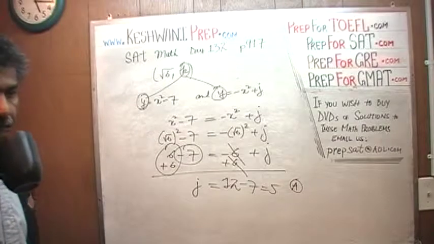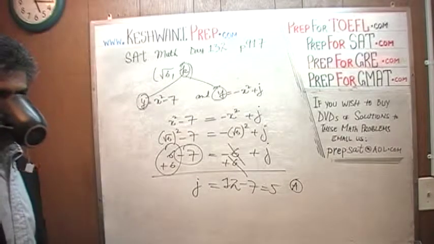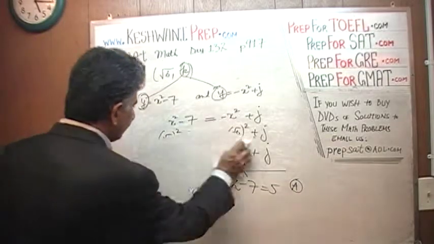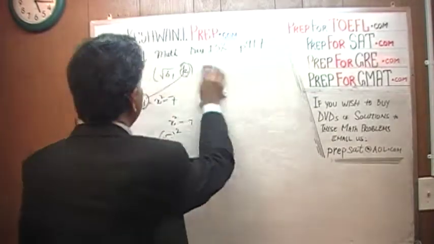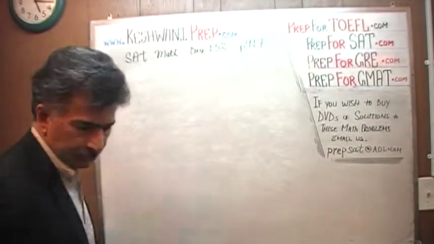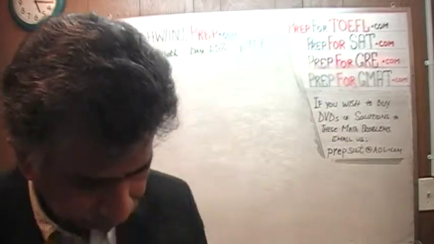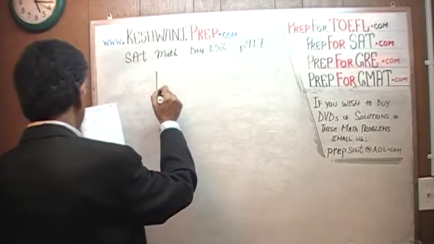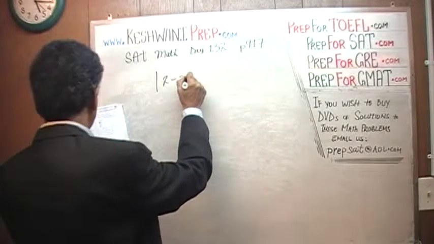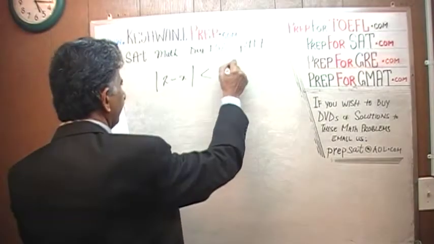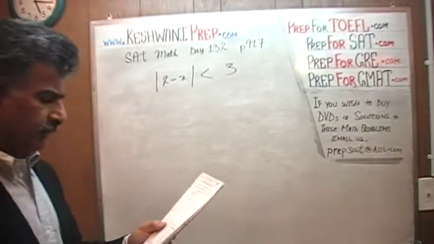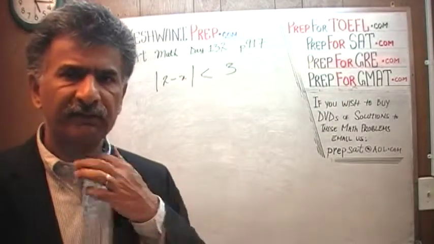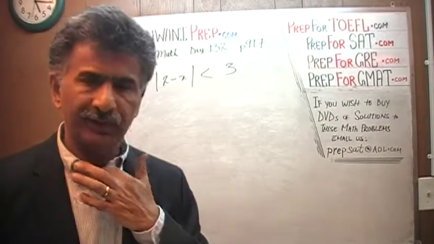Question number 9. Let's see what they want there. They're told that if the absolute value of 2 minus x is less than 3, which of the following is a possible value of x? And they give us the 5 values, and our job is to find the one that works.